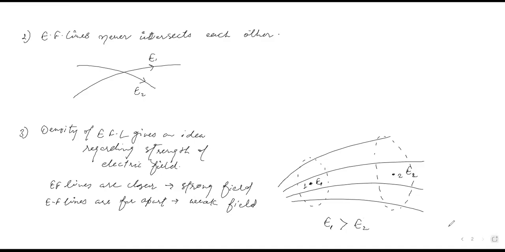The next one is point number 4. If you want to find the direction of the electric field, then you should draw a tangential line on the curve. Suppose a field line is represented by this curve and you want to know the field direction at a particular point, then you draw a tangent at that point, and this tangent gives you the direction of the field.